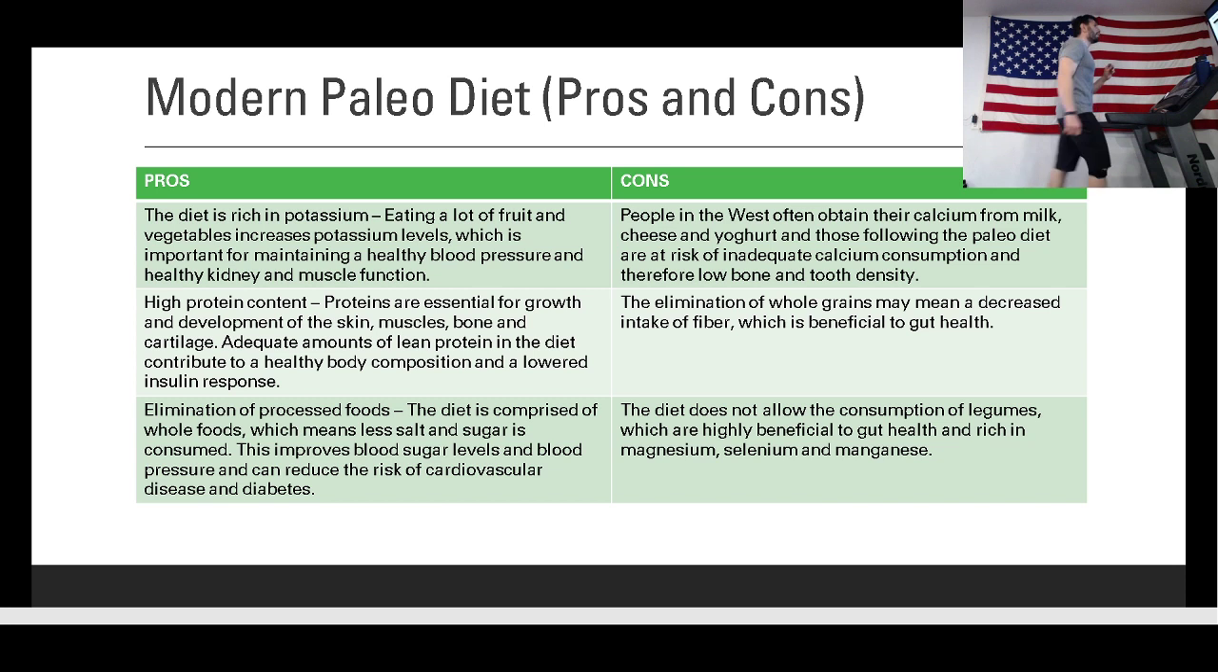Manganese. God, I always get tripped up on those because when you read it, you want to say magnesium right away.